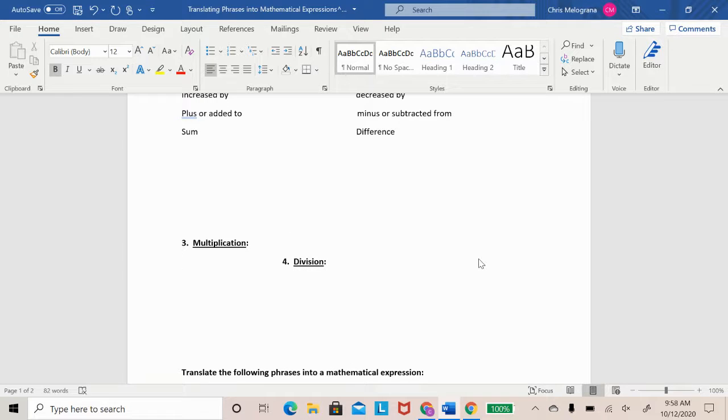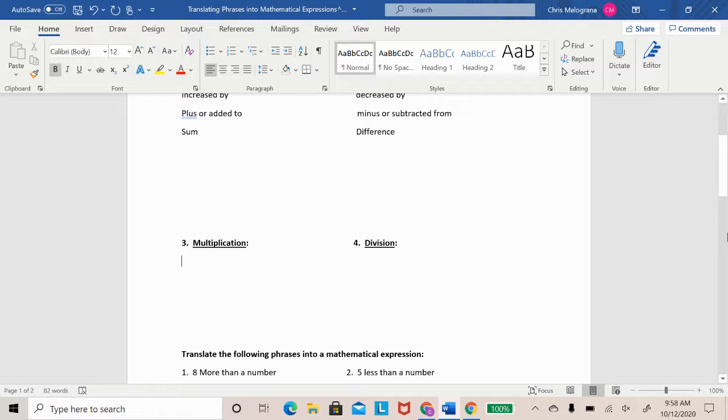Okay, we go to multiplication. When we do multiplication, oops, let's back up there. And when we do multiplication, the one that we'll see most often is times. So it says, hey, 4 times an amount. You're going to multiply it by 4. There's not a whole lot for multiplication and division.